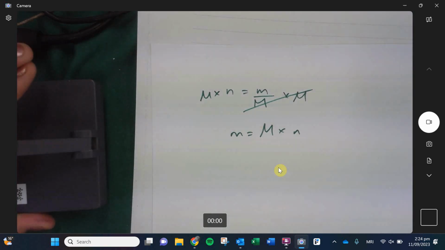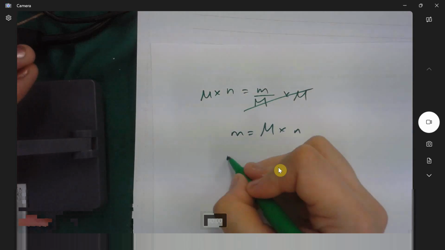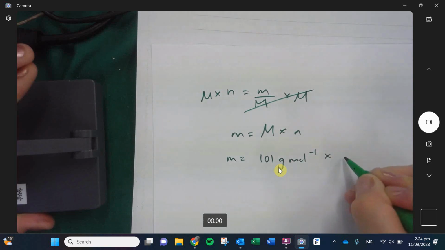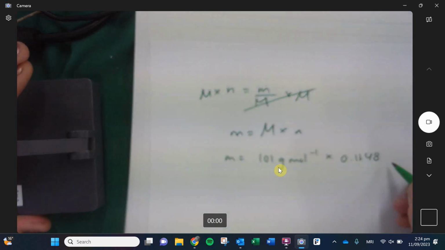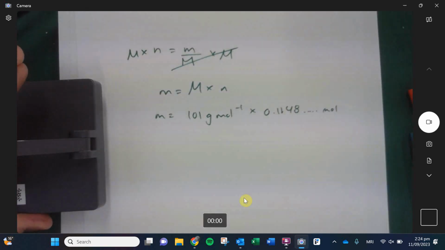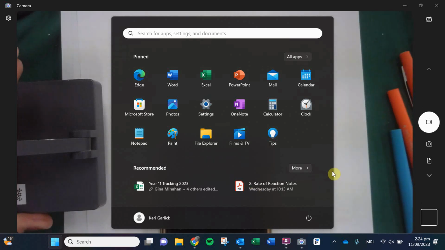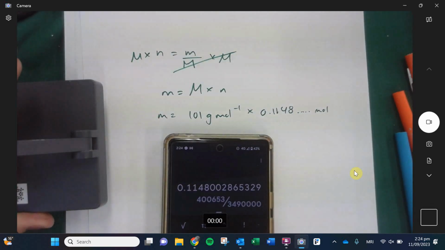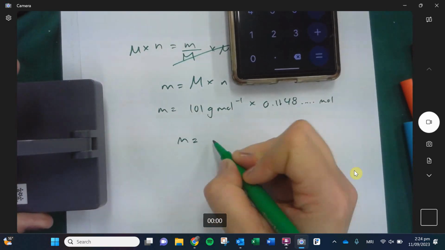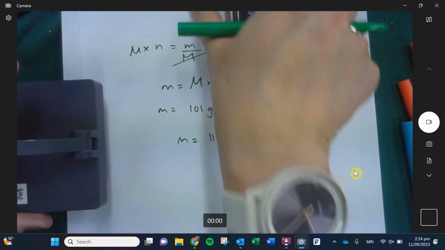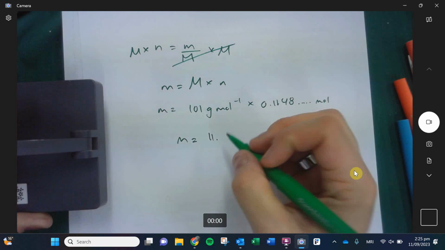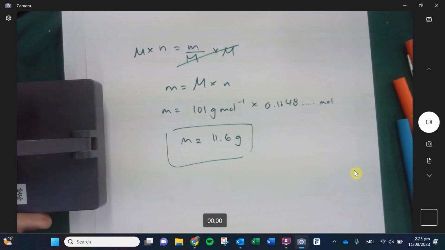We good? Okay. Plug in our numbers. m equals 101 grams per mole times the 0.1148 moles. I try not to clear my calculator, so that I'm able to just plug in and do my multiplication, so 101. So I get my mass is equal to 11 point, and now I'm going to round it to 3 significant figures, so 11.6, because I'm rounding up. And that's my final answer.